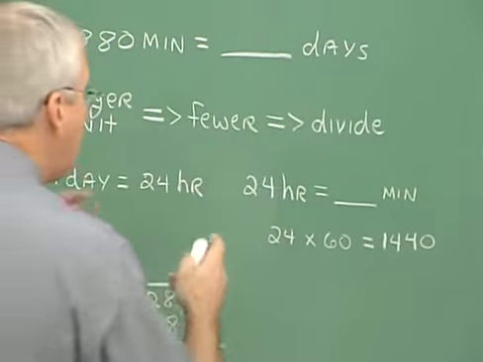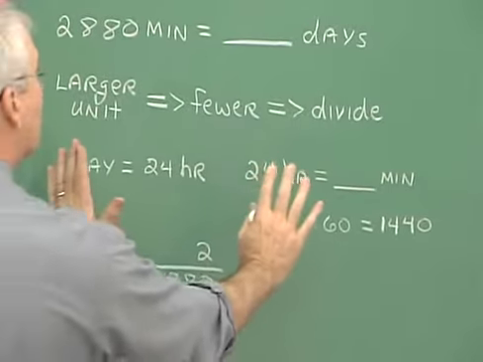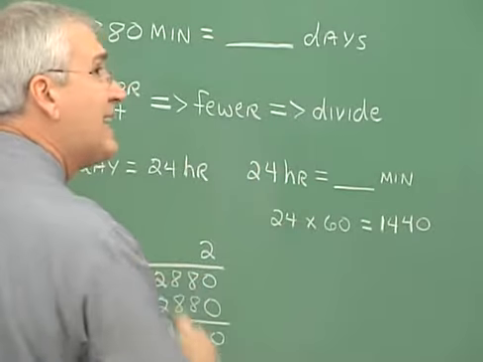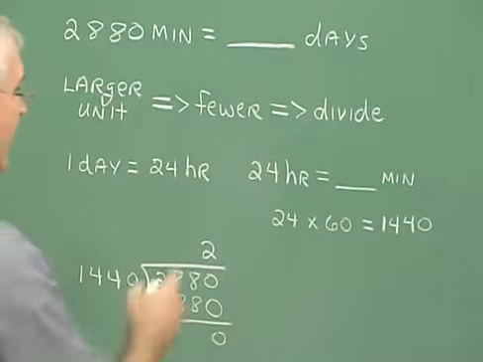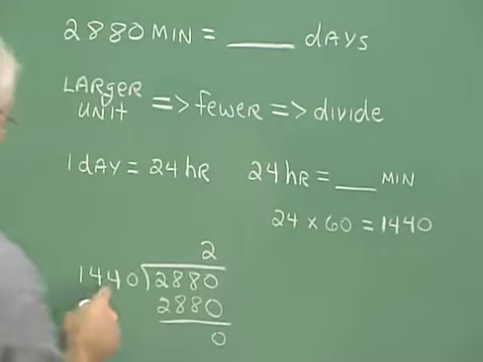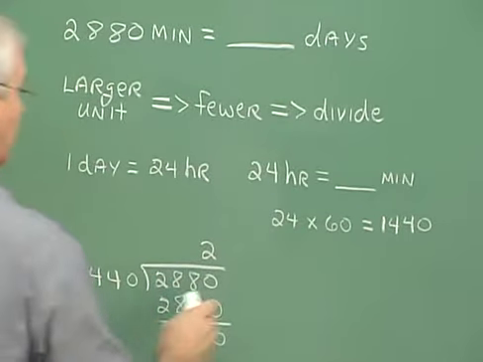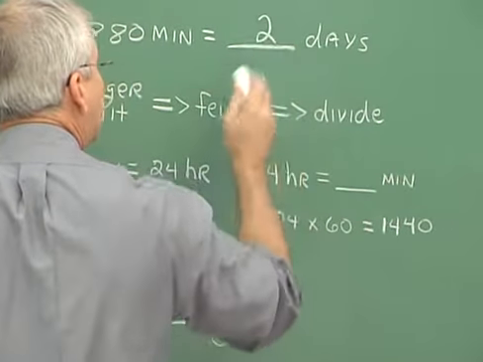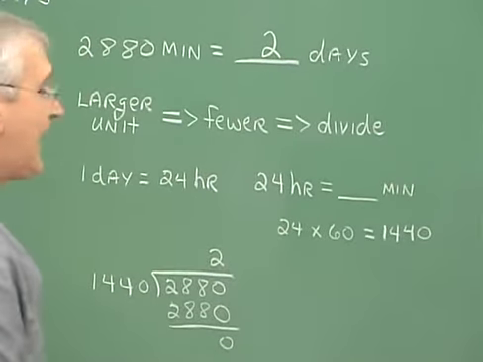Now, we went through all of this. All of this part of the problem is just to discover the number of minutes in a day in order to know what to divide by up here. And that number is 1,440. We divide 1,440 into 2,880 to get 2, and 2 days then is the number of days there are in 2,880 minutes.